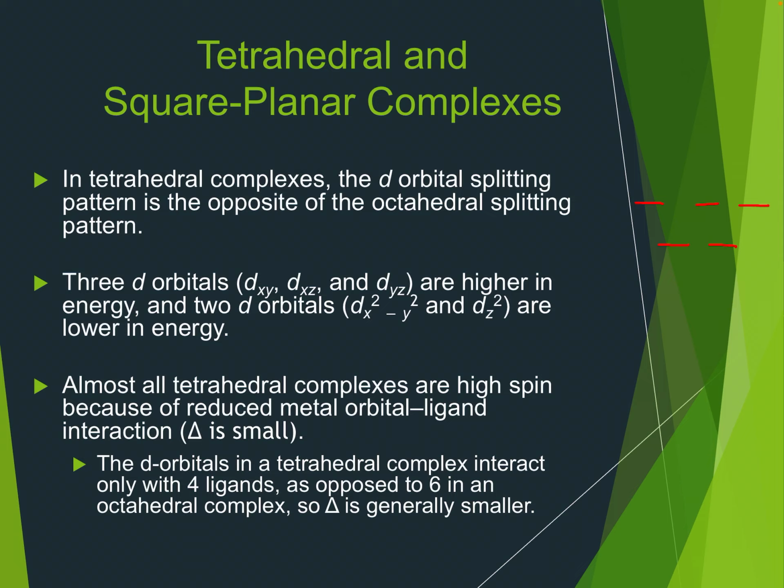So before, the XY, XZ, and YZ were on the bottom, and now they're on the top. The same exact orbitals that were lower in energy last time are now higher in energy. Almost all of our tetrahedral complexes are going to be high spin because of the reduced metal orbital ligand interaction. That means our delta is going to be small. We have a very small splitting energy.